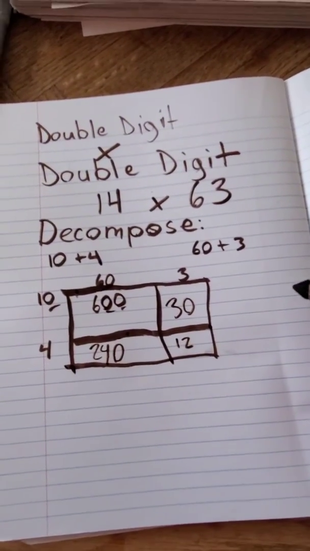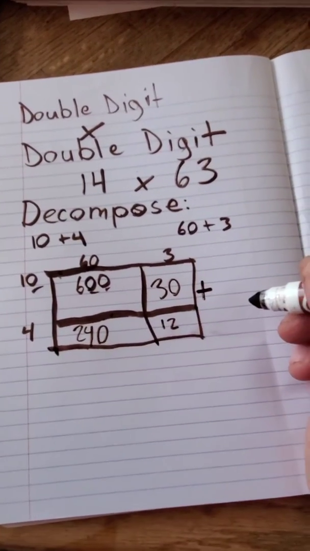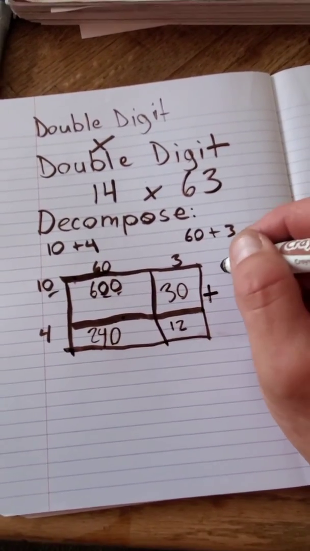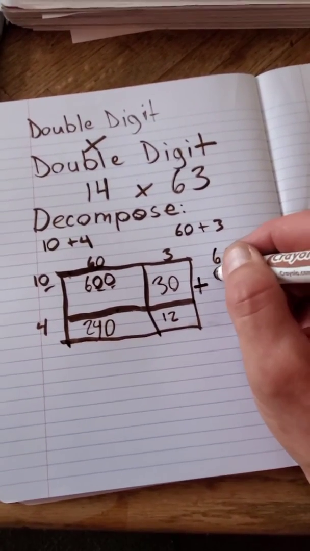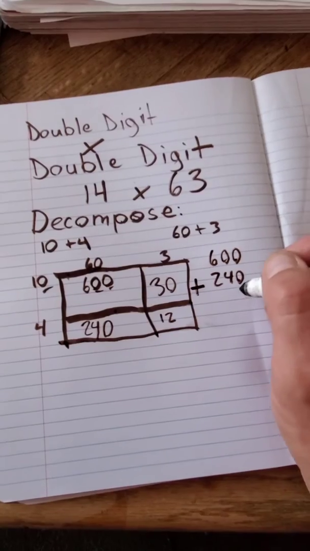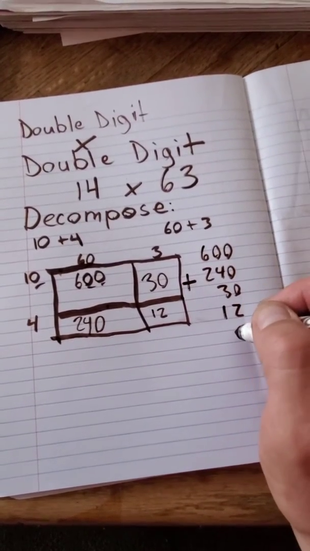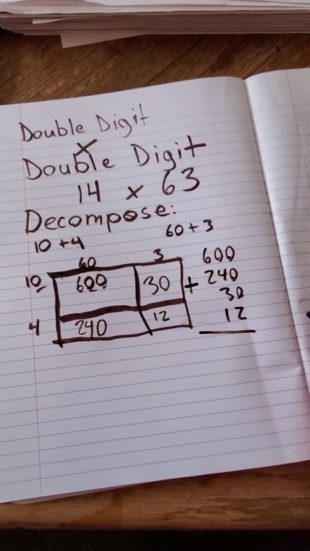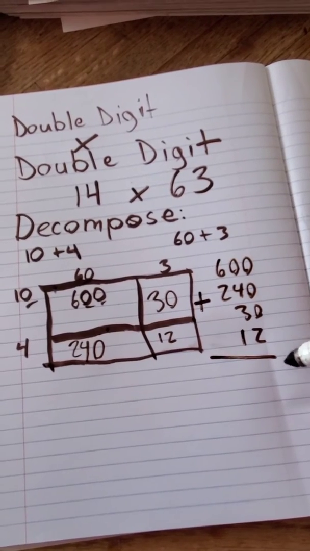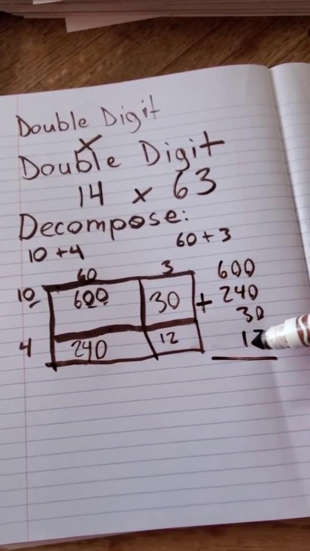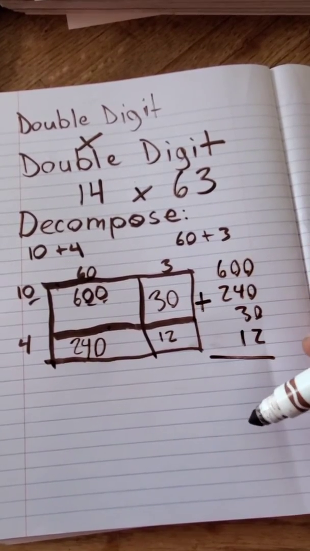And then we're going to do what? Hopefully you said that we are going to add them all together. So we're going to take 600, 240, 30, and 12. And add them together. Now notice that I did my best here to line up the what? The place values. The ones, the tens, and the hundreds.